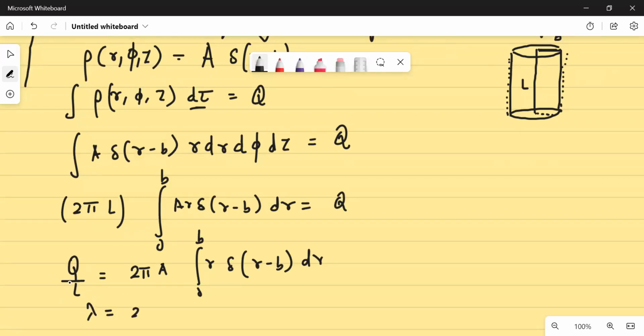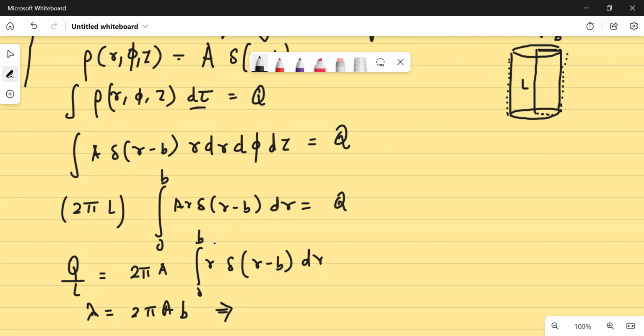What does q upon L mean? It means charge per length. So 2 pi a, and then r Dirac delta of r minus b will give you b. Okay, so there is a problem.